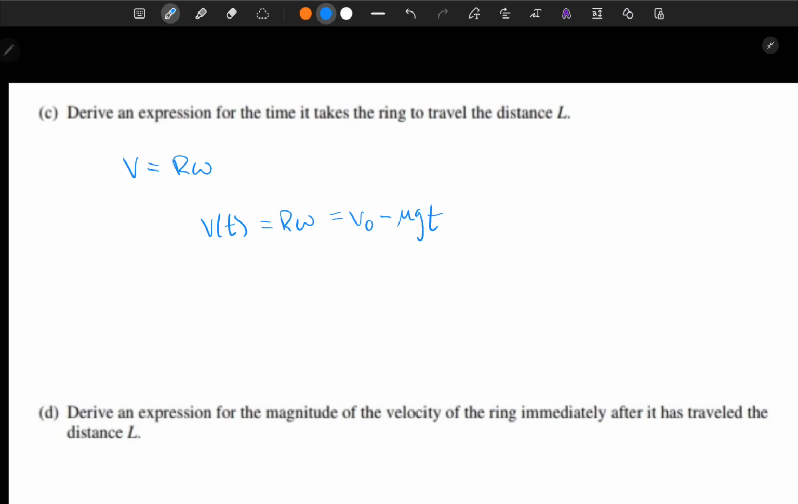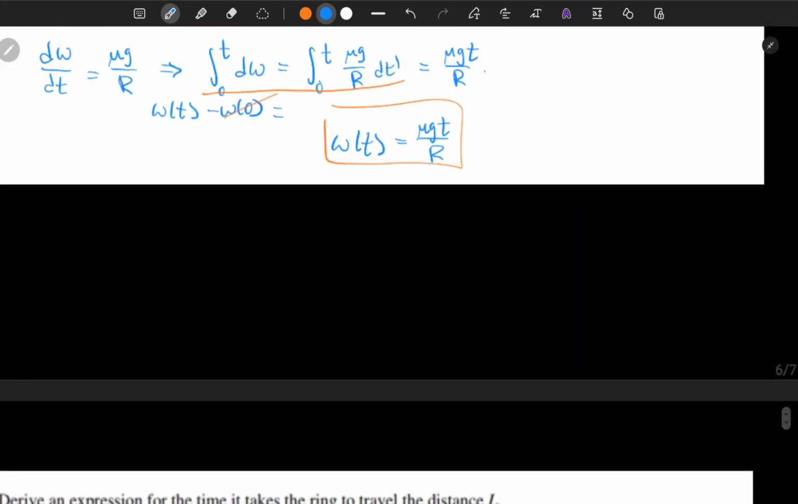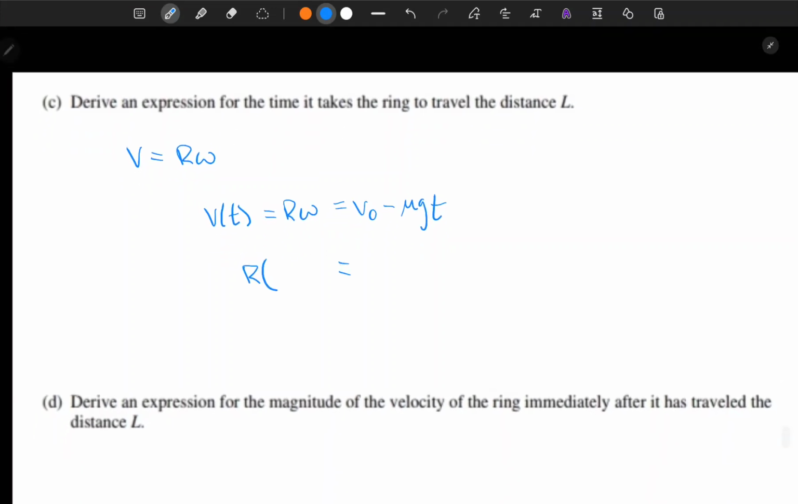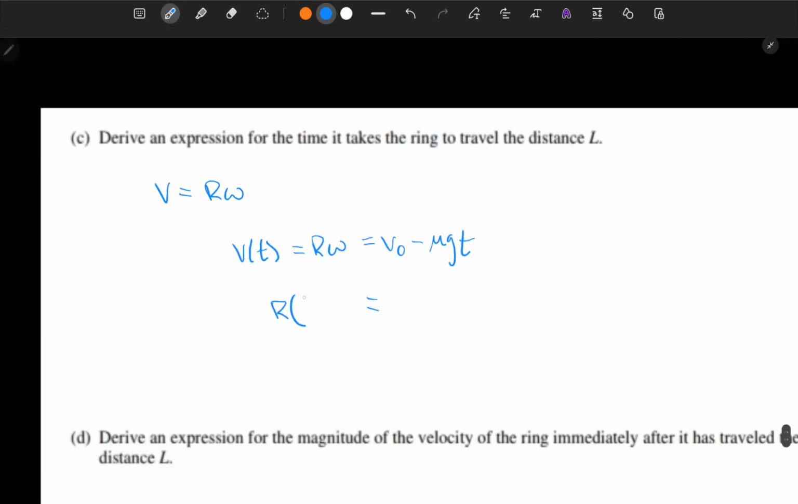Then, noting what we found for omega above, we find that the right-hand side is equal to r times mu g t over r. Then, adding mu g t on the right over to the left, we find that v naught is equal to 2 mu g t. And finally, we find that t is equal to v naught over 2 mu g. So, this is the solution in question.